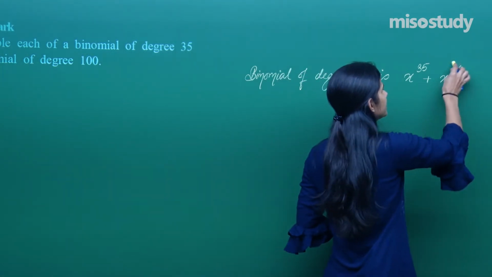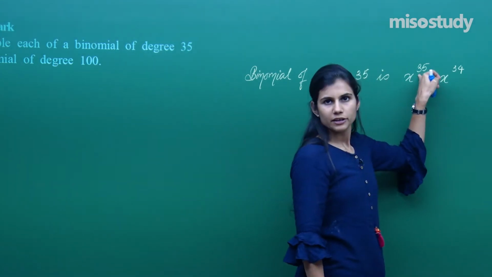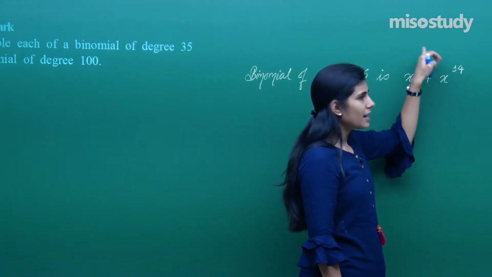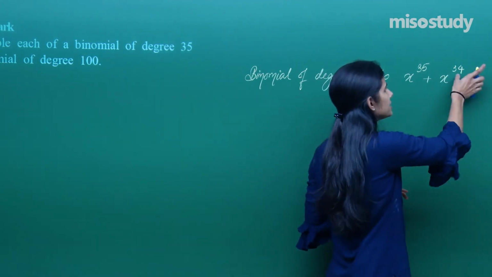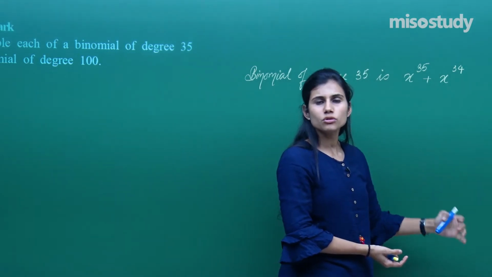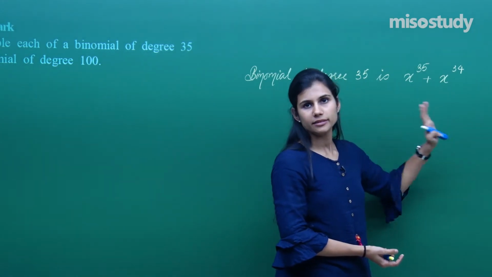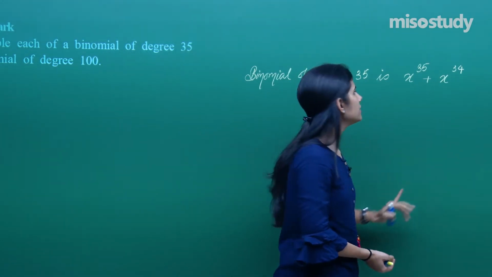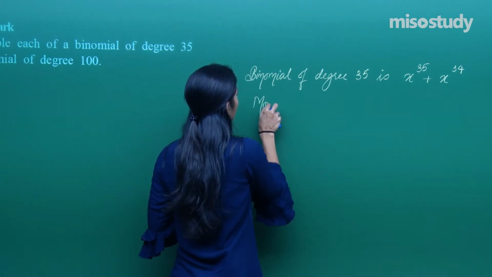But keep in mind that the degree of this variable should be less than 35, so that 35 happens to be the highest power among all the powers in the expression. You can keep this degree to be 30 also, 2 also, 1 also, 33 also, 21 also, 27 also, keep it anything but strictly less than 35. Is it clear? So this is one of those expressions.